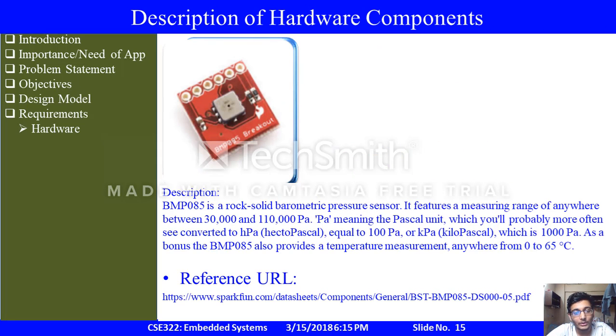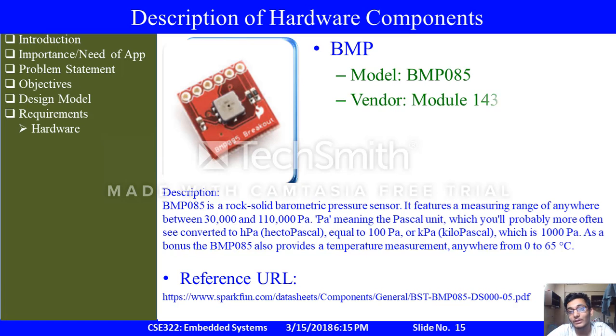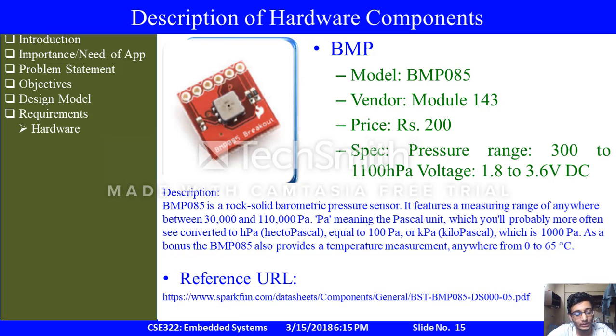The next component is BMP085. It is a rock solid barometric pressure sensor. It features a measuring range of anywhere between 30,000 to 110,000 pascals. Pascal is the measuring unit of pressure. The model we are using is BMP085 and it comes around 200 rupees.